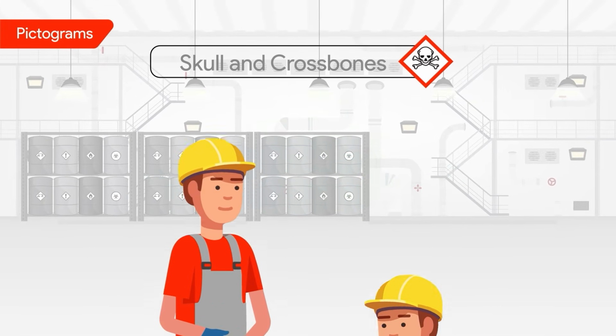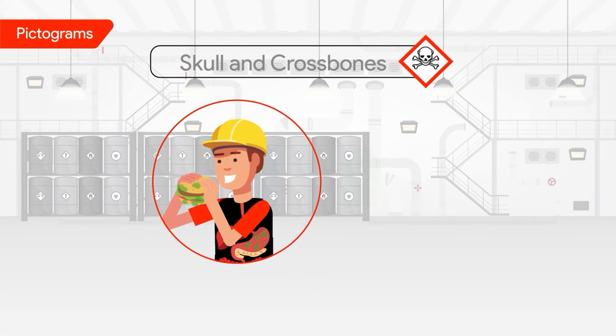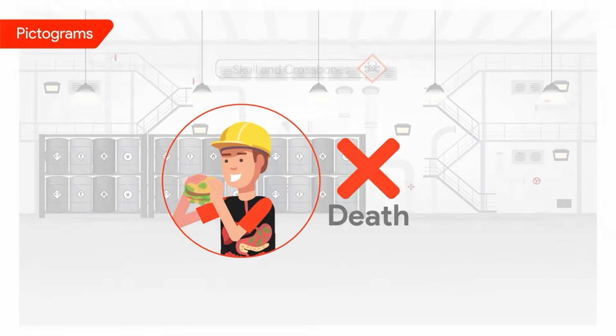Skull and crossbones. The skull and crossbones indicate that a substance is toxic. Toxic substances can harm or kill living organisms if ingested or inhaled. Additionally, these substances can cause problems with the respiratory system, leading to breathing difficulties that can result in death.